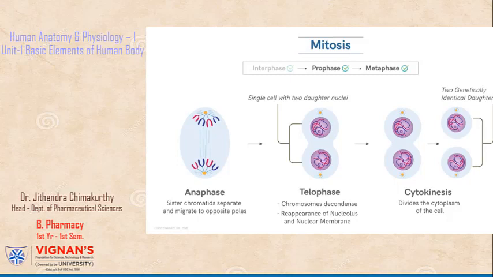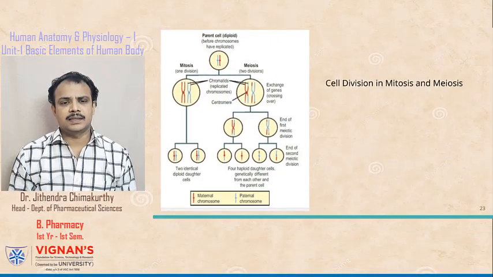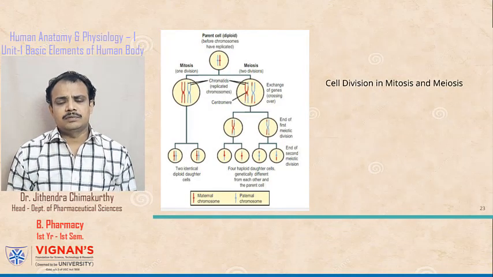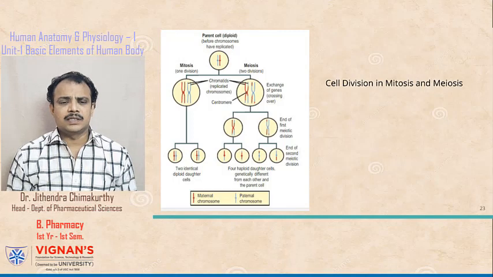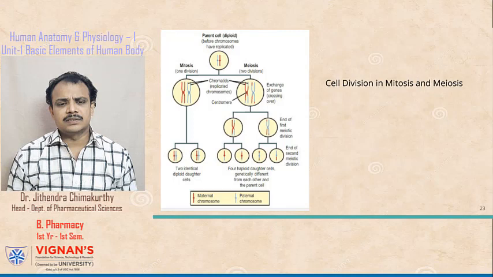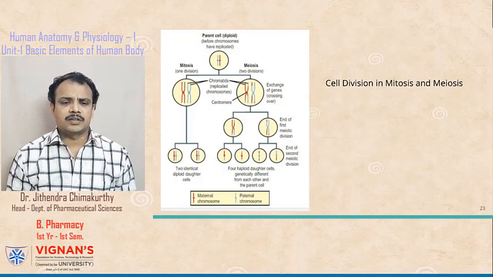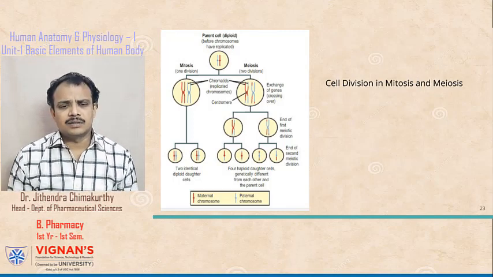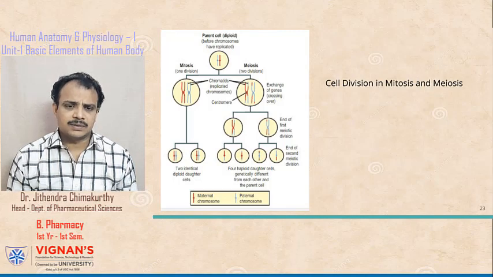In other words, they have an equal number of chromosomes in the nucleus. Now, let's see the other type of cell division, that is meiosis. We have seen that mitosis leads to formation of two identical daughter cells with the same genetic material as that of the parent cell, whereas this does not occur in the case of meiosis. And meiosis is the final step involved in the production of gametes.